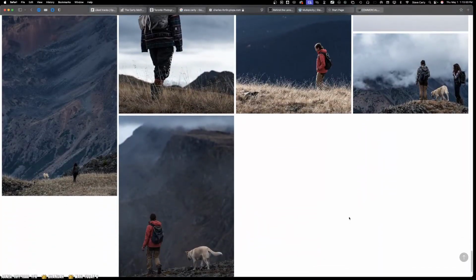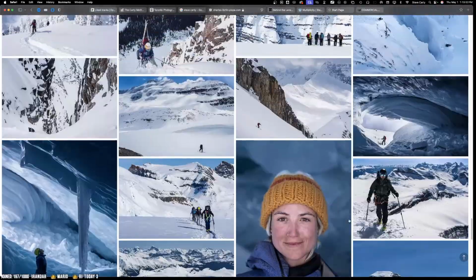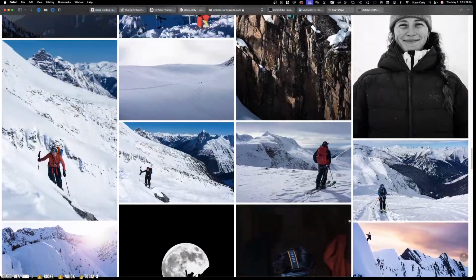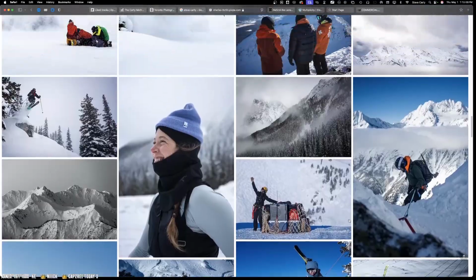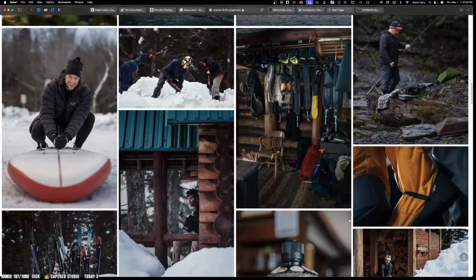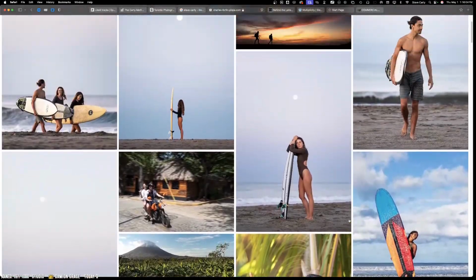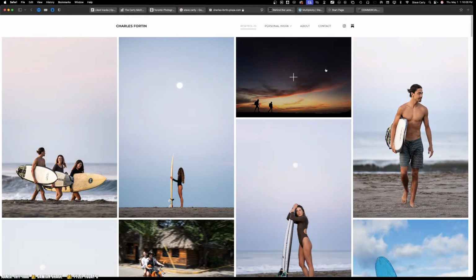And as you can see, he is no joke as a photographer. This is the level of photographers that are using Portfolio Lab, that are using my system, my accelerator, and Charles, and also my advice as far as website builder and all. This is really, really special, Charles.